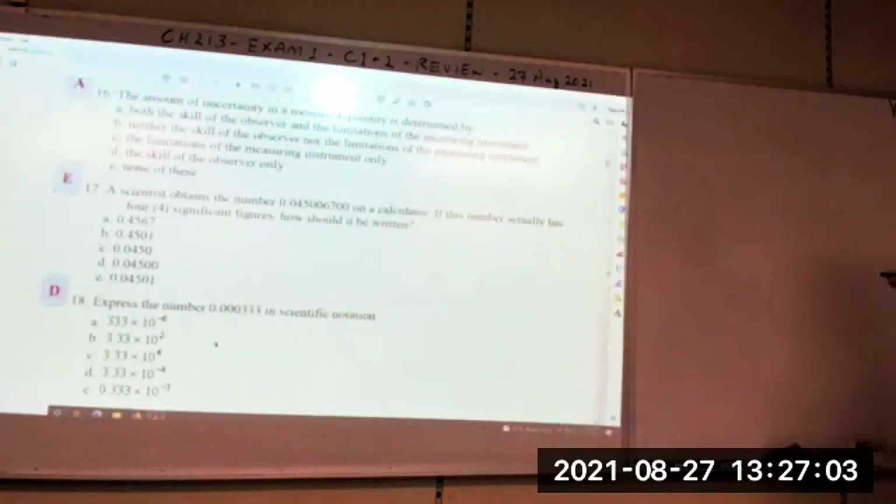So how do you round this one off to 4 significant digits? Well, the first 2 are not significant, correct? So you start counting here. 1, 2, 3, 4. And you look to the right of that. That's greater than 5. So it's actually 0.04501.